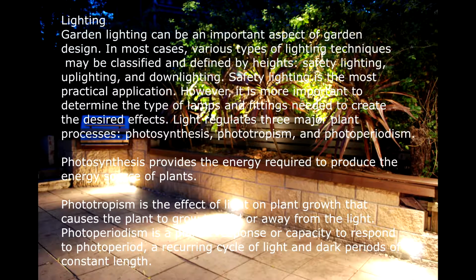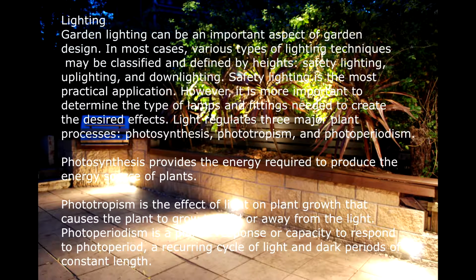Number 8. Lighting: Garden lighting can be an important aspect of garden design. In most cases, various types of lighting techniques may be classified and defined by heights, safety lighting, uplighting, and downlighting. Safety lighting is the most practical application. However, it is more important to determine the type of lamps and fittings needed to create the desired effects.